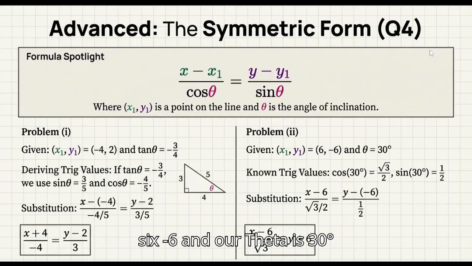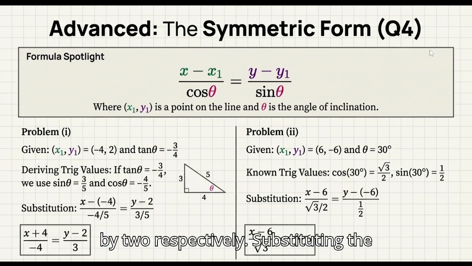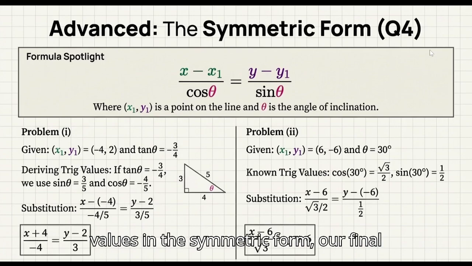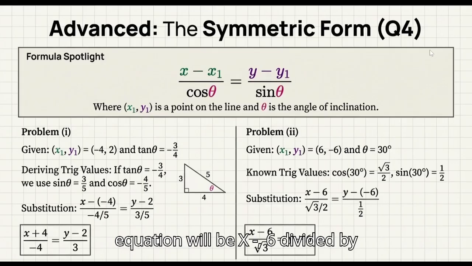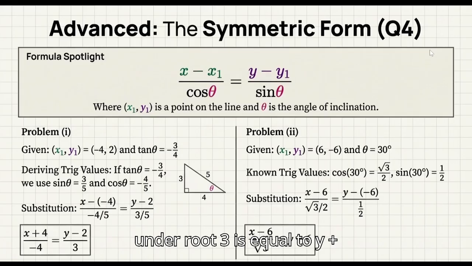For problem number 2 in question number 4, we are given our coordinates as 6 comma negative 6 and our theta is 30 degrees. So we can easily find the cos of 30 and the sine of 30, which is root 3 by 2 and 1 by 2 respectively. Substituting the values in the symmetric form, our final equation will be x minus 6 divided by root 3 is equal to y plus 6.